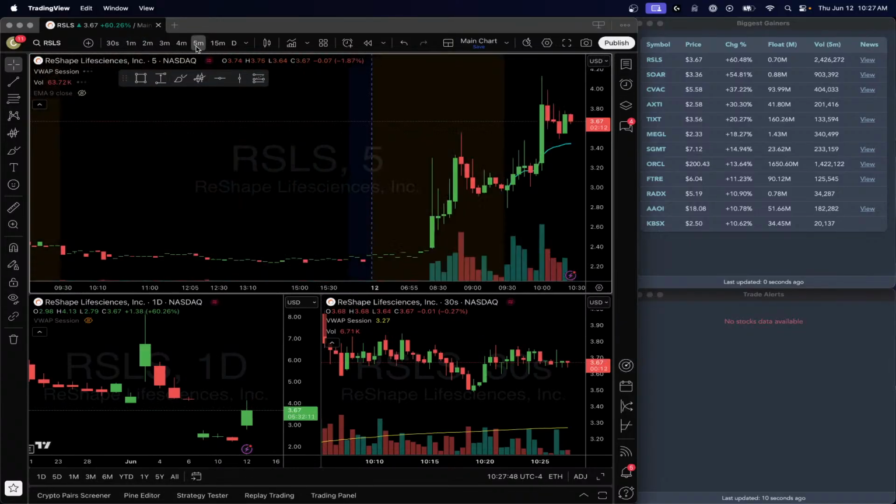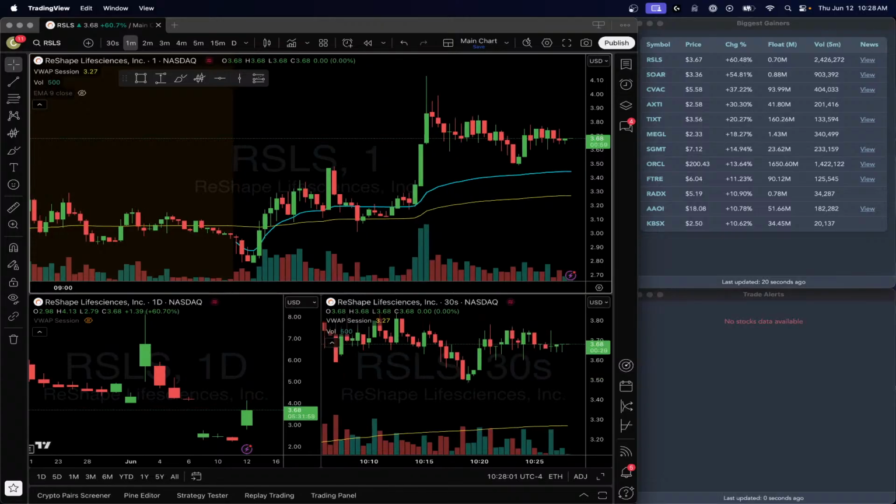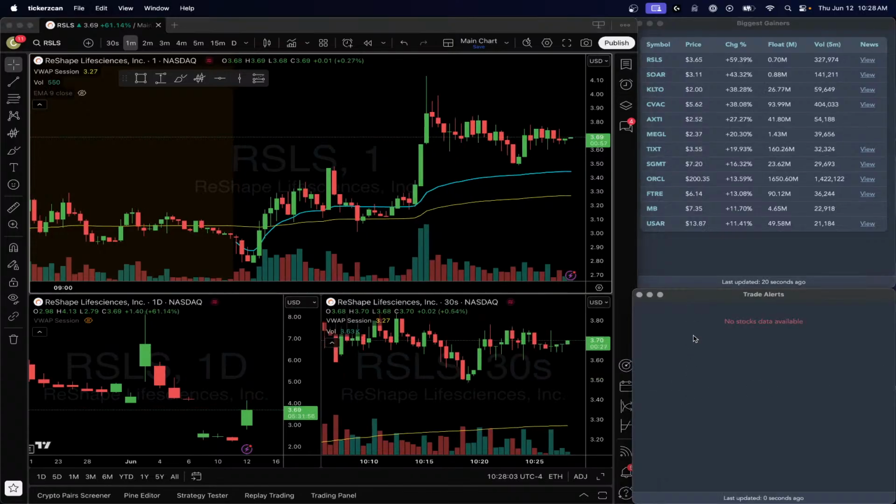So what was the 5-minute daily like? Yeah, so down here on the trade alerts, what I need to do is put in the symbol for the columns. For the columns, I need to put the symbol in. I need to put the price in.